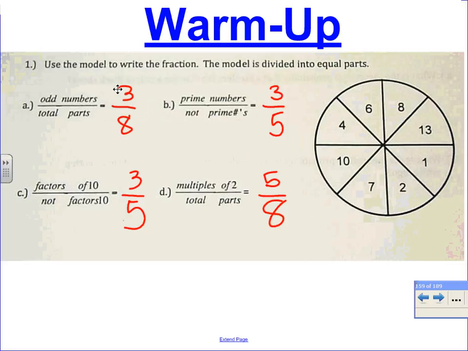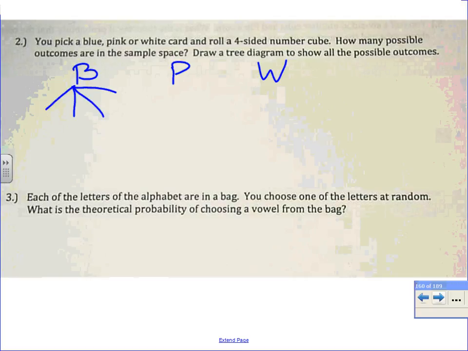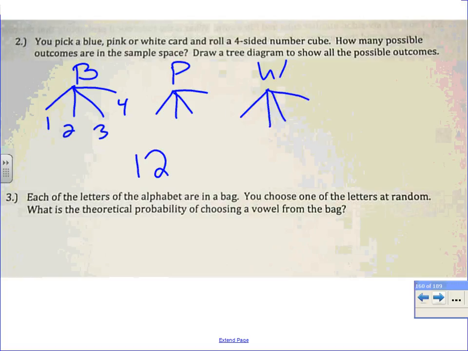Okay, number 2. Now, it said to use a tree diagram, so there's actually 2 ways you could do this. Tree diagram or multiplication counting principle. So who can explain how to do the tree diagram? Annalise, what'd you do for your tree diagram? Okay, blue, pink, and white. So how many possible outcomes were there, Annalise? It would help if I could count, right? Okay, good. So 12 possible outcomes by making your tree diagram.